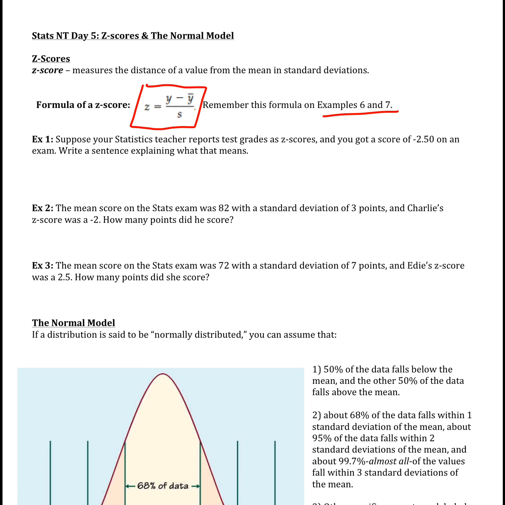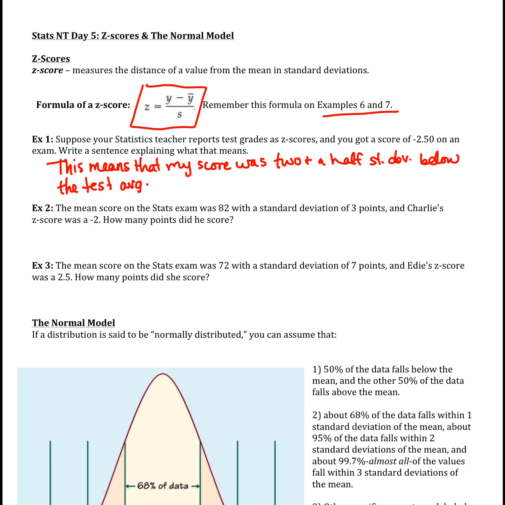It says, suppose your statistics teacher reports test grades as z-scores, and you got a score of negative 2.5 on an exam. Write a sentence explaining what that means. Well, this means that my score was 2.5 standard deviations below the test average. Okay? So that is what it means as a sentence.